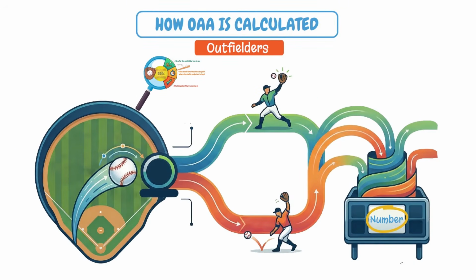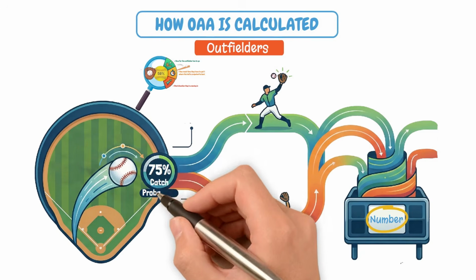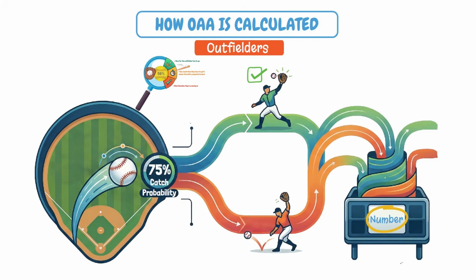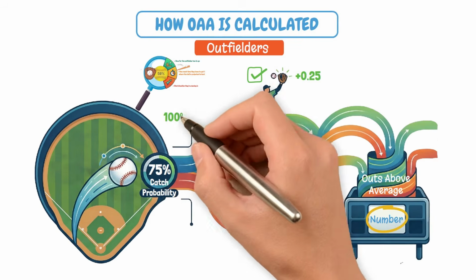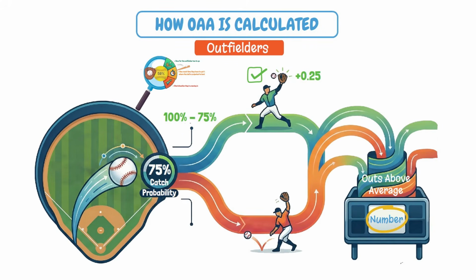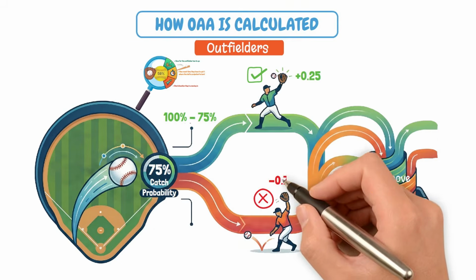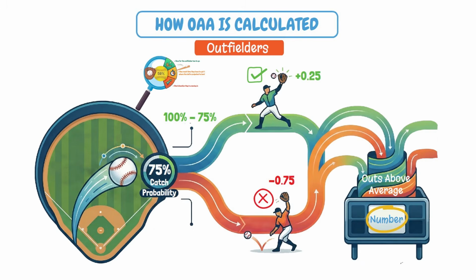For example, if a ball has a 75% catch probability and the outfielder catches it, they earn a 0.25 addition to their OAA, which is the difference between the catch probability and 100%. If they miss it, a negative 0.75 value, which is the value of that catch probability, is subtracted from their season-long total of their OAA.